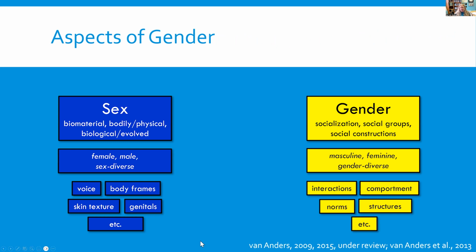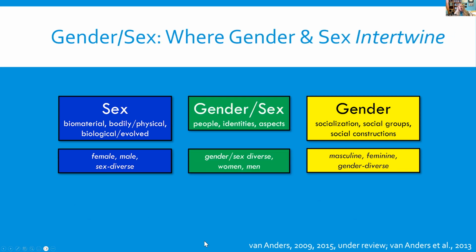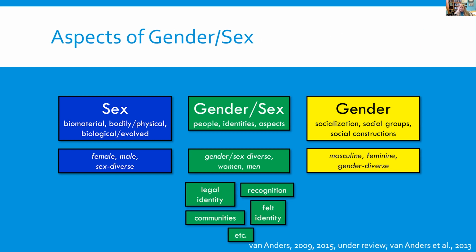And as there are aspects of sex, there are also aspects of gender. We might think of things like interactions, comportment, norms, or structures. And I talk about gender sex as being a place where sex and gender intertwine, having to do with people's identities, or specific aspects tied to gender sex diversity, womanhood or manhood, girlhood or boyhood. And here also there are multiple aspects that might have to do with legal identity, recognition, communities, and felt identity, among many others. And again, people might put these in different places, and that's part of the dynamism of it.